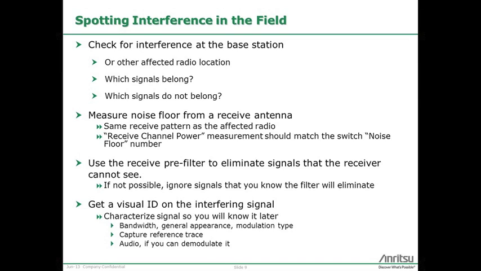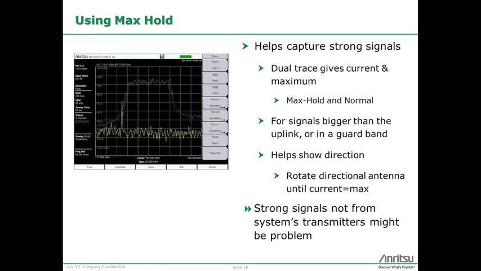Get a visual idea of the interfering signal. But you can use some extra information there, like what's the bandwidth, what does it look like, what's the modulation type, capture the reference trace like we mentioned. But you could also demodulate it if it's, say, analog AM or FM. Sometimes you get a signal ID, and that can be a wonderful clue about where it's coming from.